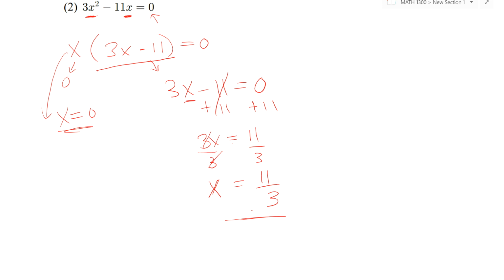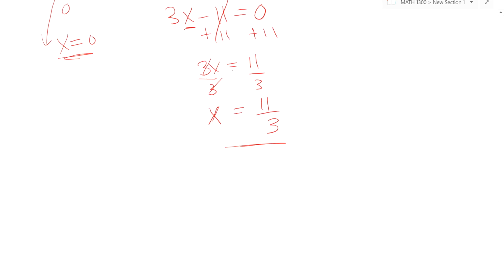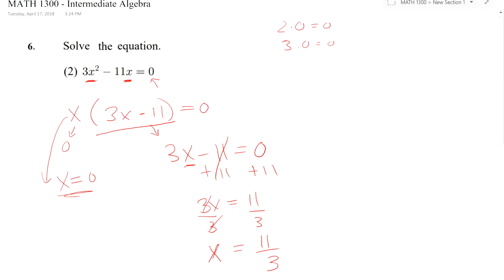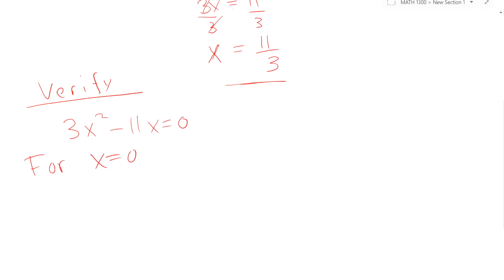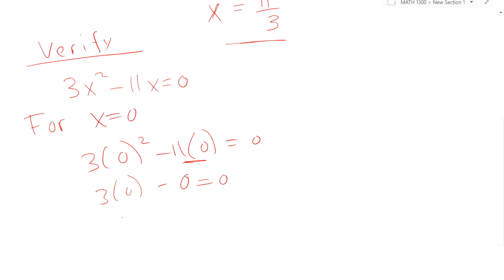And so let's go ahead and do that. So let's plug in x equals 0 for our original problem, which was 3x squared minus 11x equals 0. We'll call this verify. So anywhere you see an x, you will plug in 0. So 3 times 0 squared minus 11 times 0 equals 0. And so 0 squared is just 0. Anything times 0 is just 0. So that's what 11 times 0 is. And then we get 3 times 0 again, that's 0, minus 0 equals 0. So 0 equals 0. So perfect. This works out for when x equals 0.